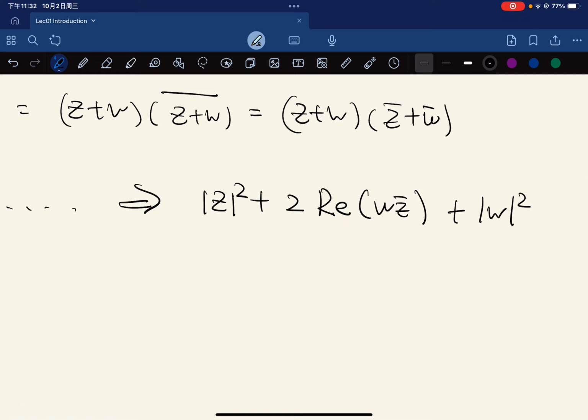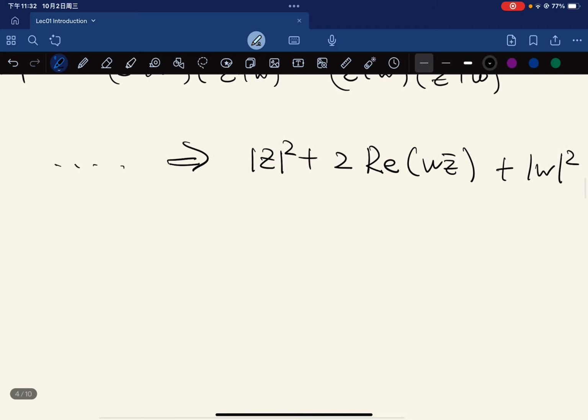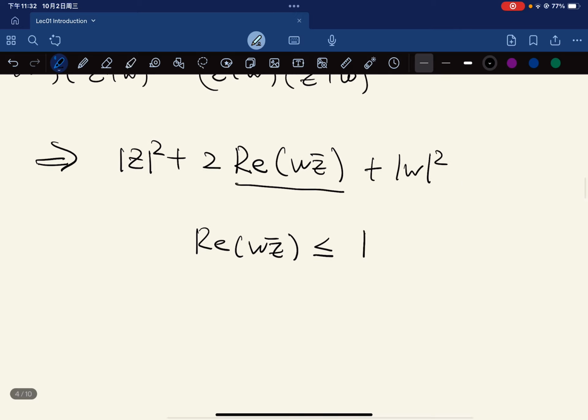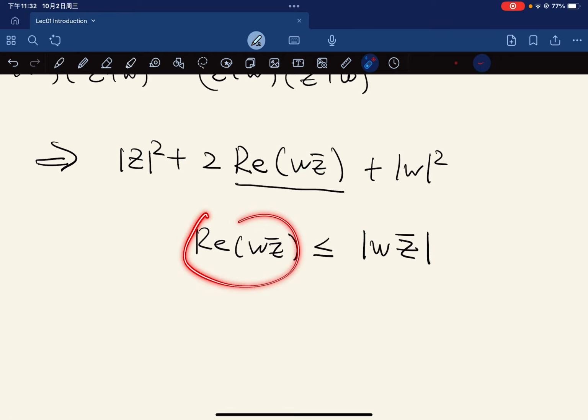Now, we have this real part, we can estimate this. This real part, Re of w z bar, is actually less than or equal to the absolute value of this, right? Because the real part is less than or equal to the absolute value. You should have noticed this, right?